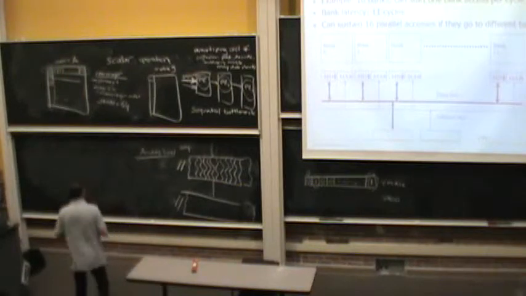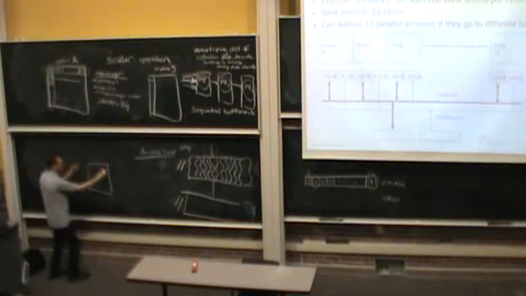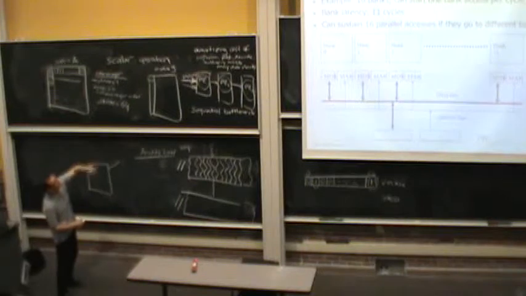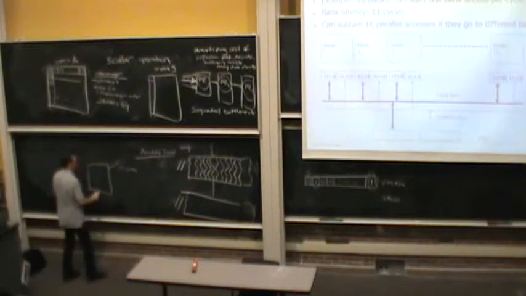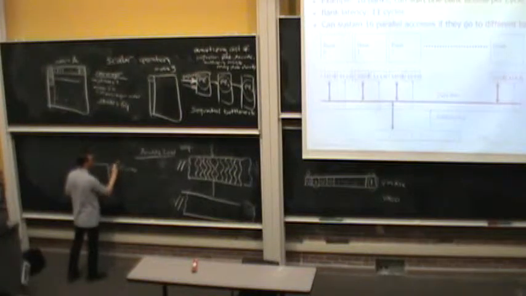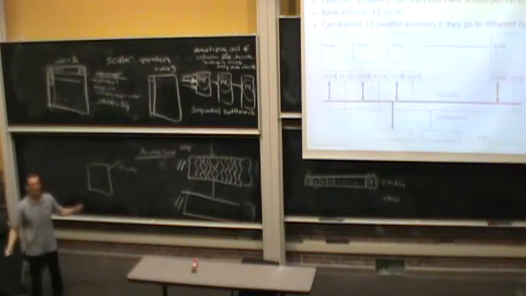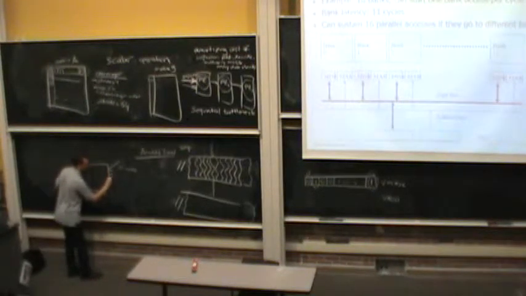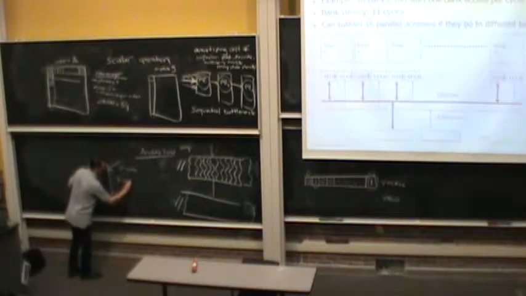Well, if you have a single bank memory or single monolithic memory, let's say the memory takes 11 cycles to access. You want to get the first element first. You don't want to wait 11 cycles to get the next element, right? Then you're not exploiting the parallelism. What you can do is you can have 16 ports to this memory, 16 read ports, if you will. But that's expensive, right?